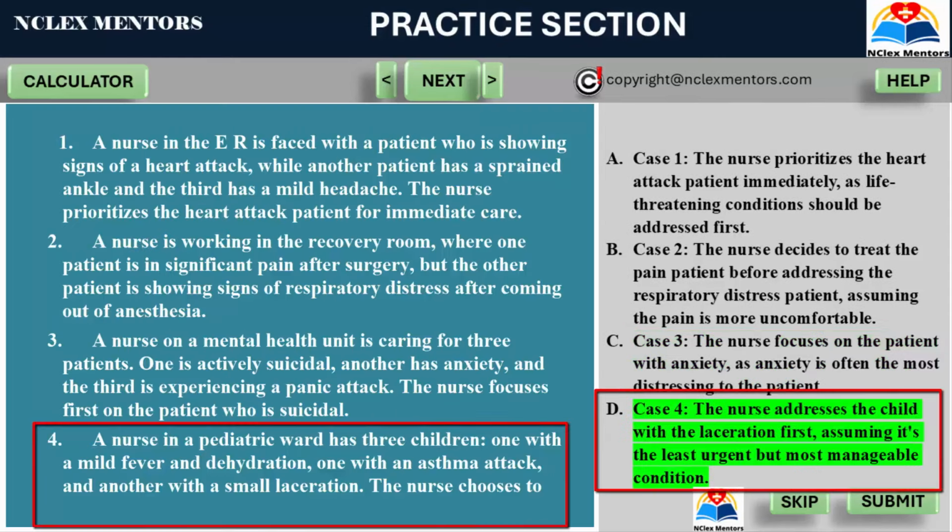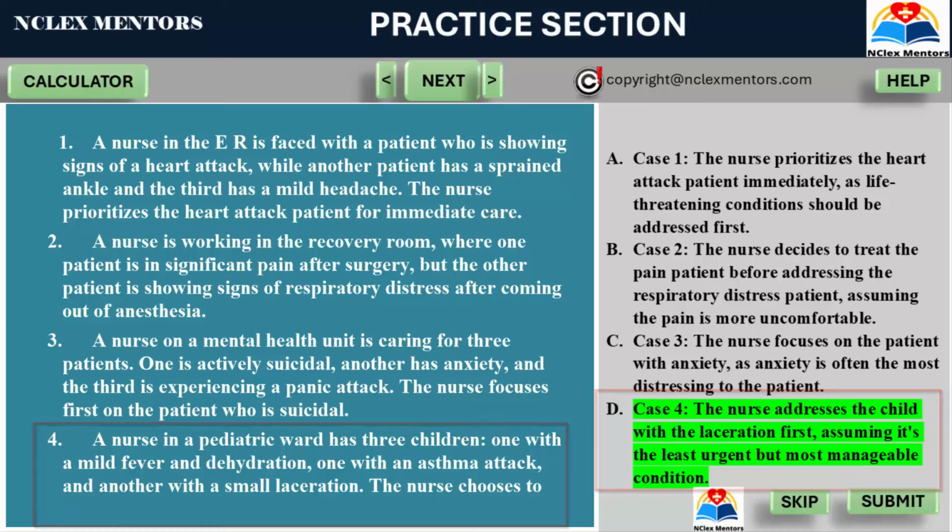Option D. Case 4. The nurse addresses the child with the laceration first, assuming it's the least urgent but most manageable condition. Let's pause. Is this a good decision? The answer is no, it's incorrect. In this case, respiratory distress from asthma should be prioritized over the laceration. Respiratory distress is potentially life-threatening, and it needs immediate attention, even though the laceration might seem less urgent.